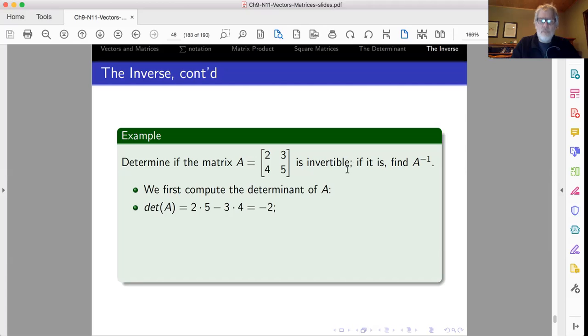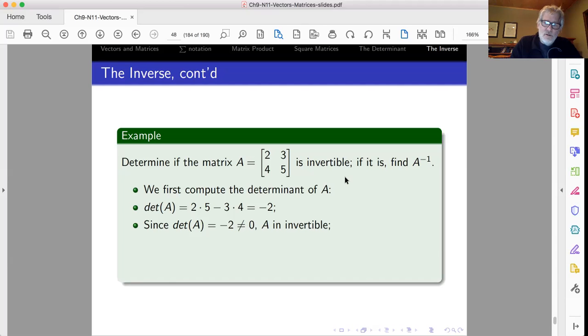This is minus 2, okay? Is it 0? No. Conclusion, the matrix is invertible, okay? So that answers the first question. So determinant is not 0, that's it, bingo. We know the matrix has an inverse.